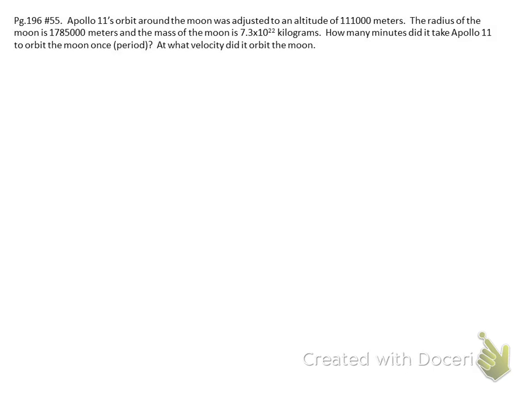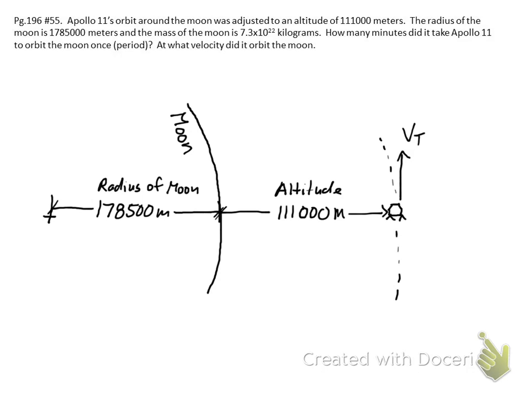And what am I doing? I am orbiting the moon, so that is going to be my center of orbit. I'm going to make all of my data in relationship to the center of the moon. So I am adjusting my altitude above the surface, this 111,000 meters. Now my total radius of orbit will be the radius of the moon plus the altitude.